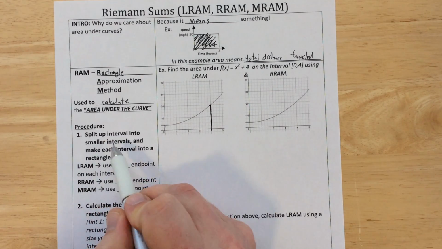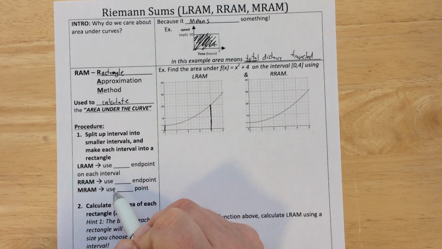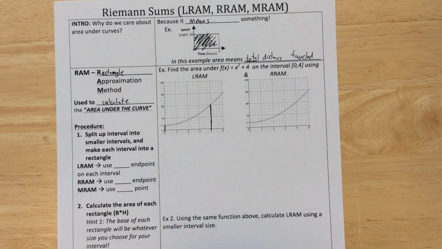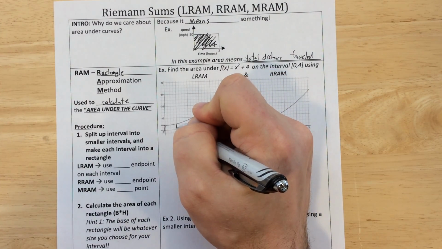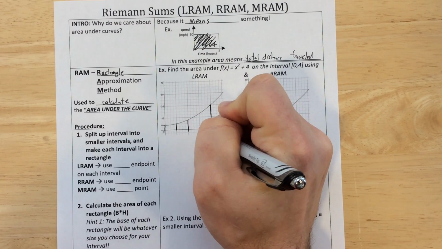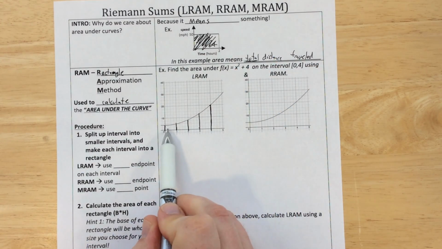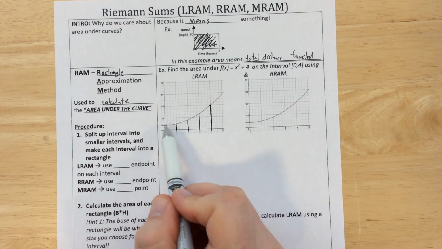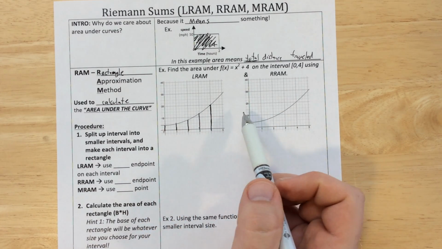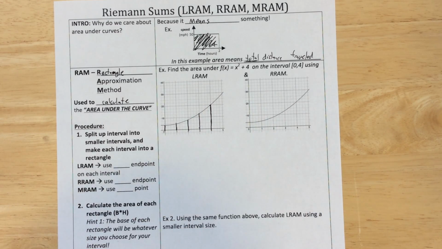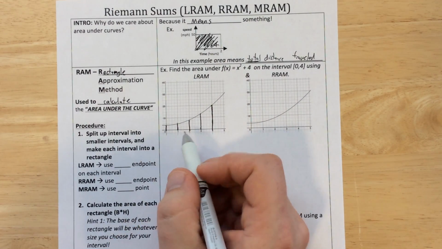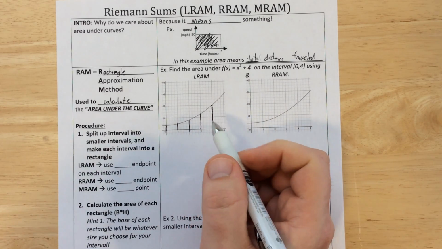And so the first step is to split up this interval into smaller intervals. If we're going to make it easy on ourselves, we'll split up the intervals right along the integers. So I've split this into 4 shapes right now. They're not quite rectangles, but they're closer to rectangles than when I started. I split it up into 4 intervals, and I'm going to make each interval into a rectangle. Now I can't just randomly make it a rectangle because math is never random, so I want to actually use a specific method to make a rectangle.